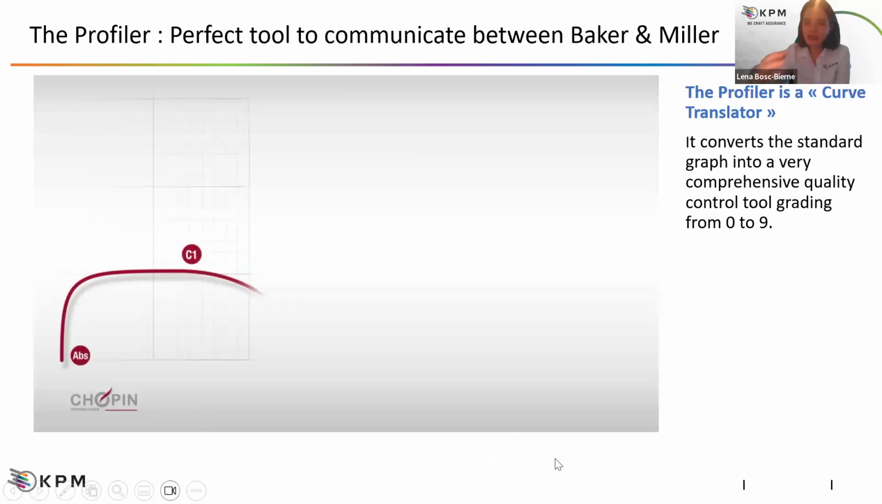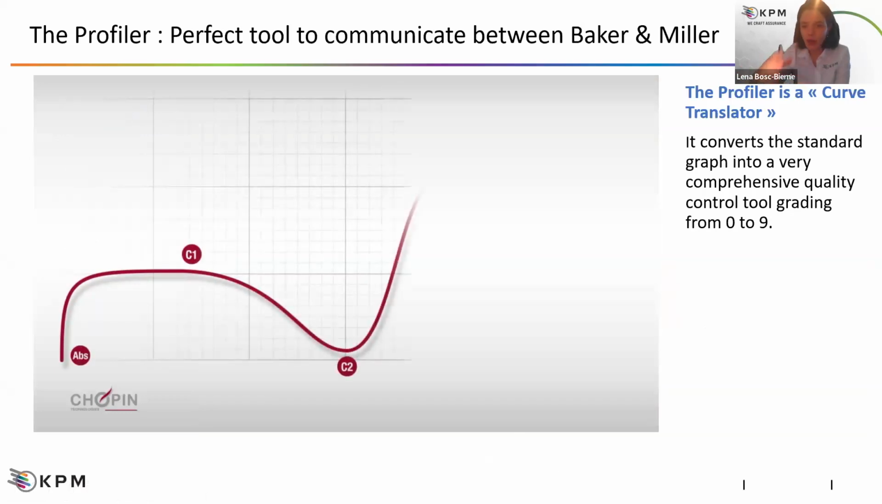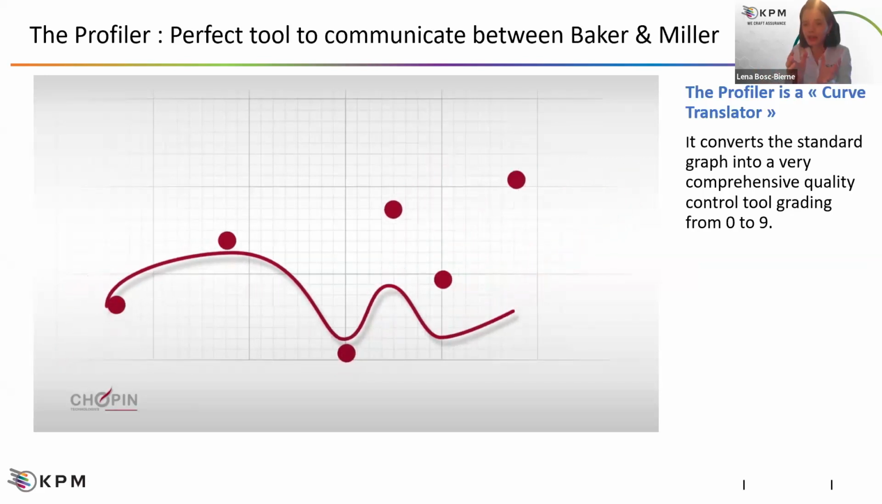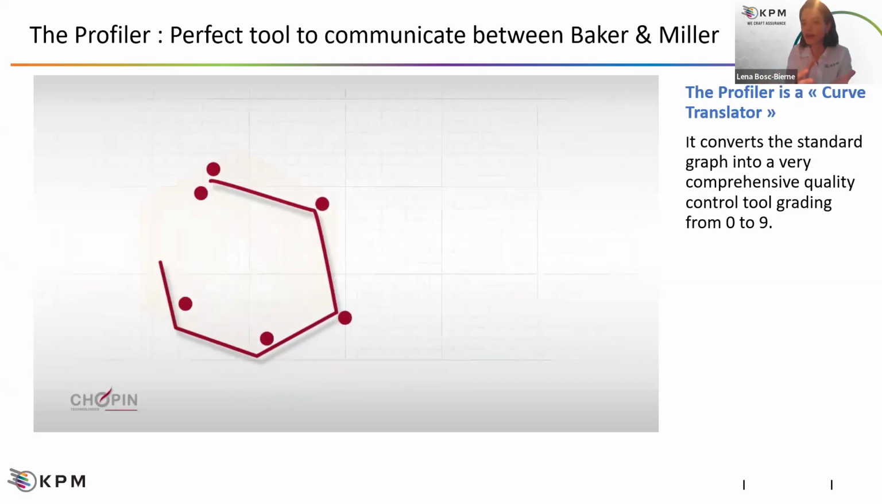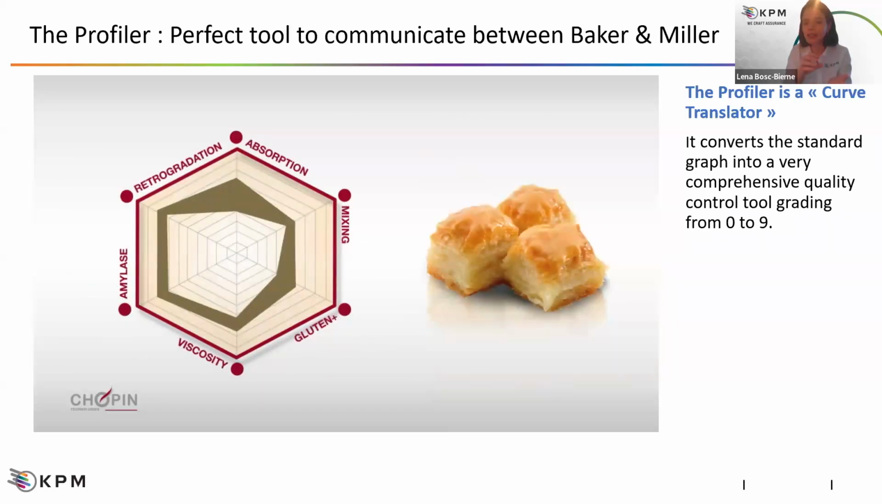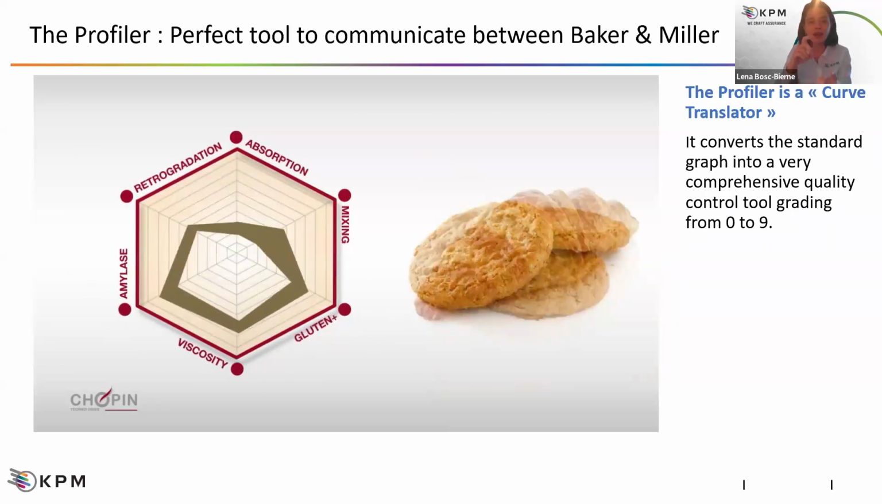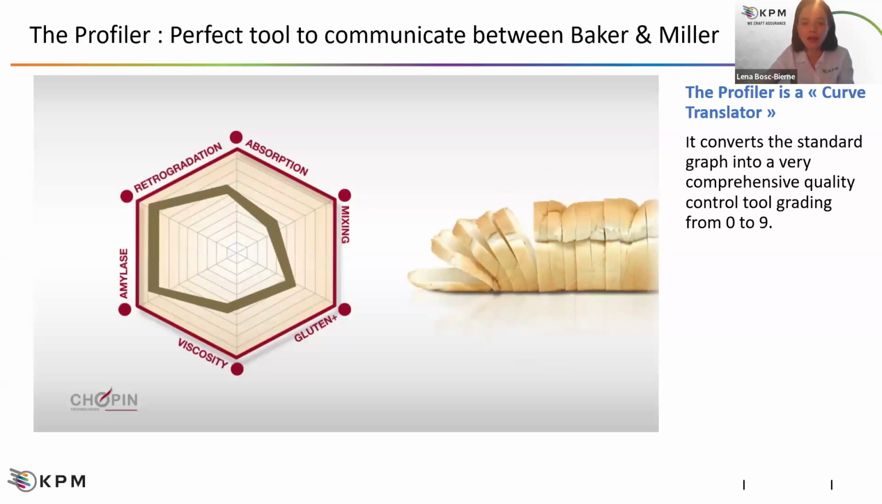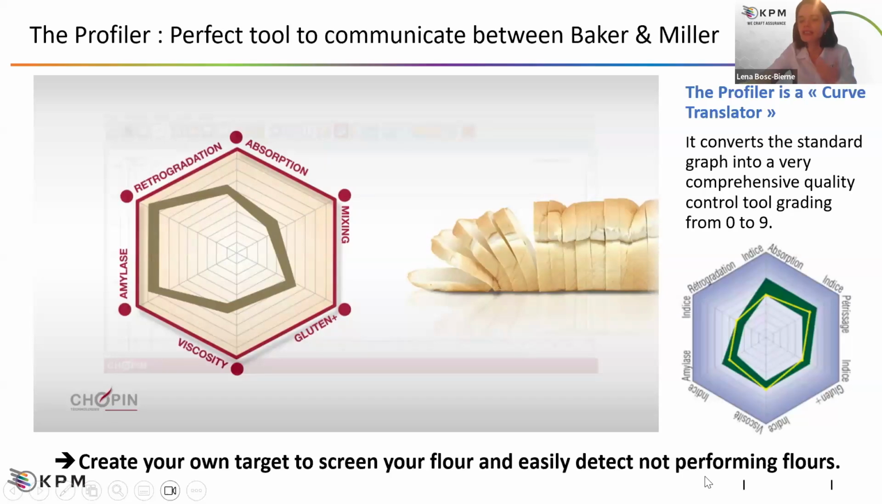And so we have this curve in the end that goes up and down, and that is full of information. And the idea is that we can also simplify this curve into a profile of different indexes, 6 indexes that are graded from 0 to 9. And thanks to that, we can visually develop a target profile for various end products. So this is what you see here.